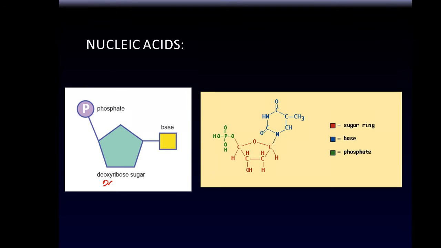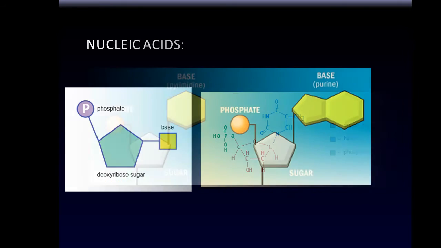For DNA, the deoxyribose sugar is attached over here. That's the base, and that's the phosphate group. Now I'm going to go from a simpler picture to a little bit more complicated picture. So here's the deoxyribose sugar, here's the nitrogenous base, and here is a phosphate group over there. So that's the basic structure of nucleic acids.